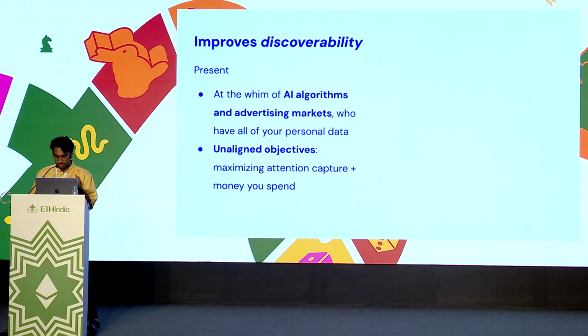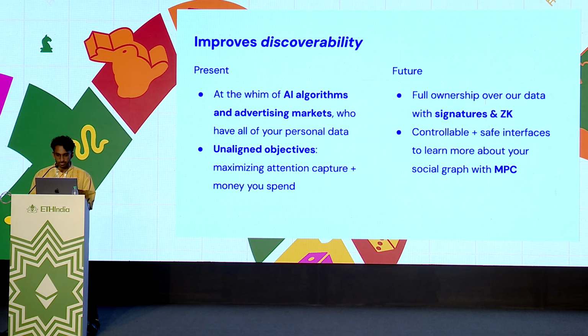And they actually do not care about finding genuine connection for you. In fact, a dating app would rather have you stay on the dating app forever and keep paying them versus actually have you leave. At least monetarily, that's completely what they're incentivized to do. And so the cryptographic part of this is that on one hand, we can actually have full ownership of our own data using tools like signatures and zero knowledge proofs. And as a result, instead of that just going to an algorithm or to these advertising markets, we can control how it's used and interfaced with using tools like MPC.